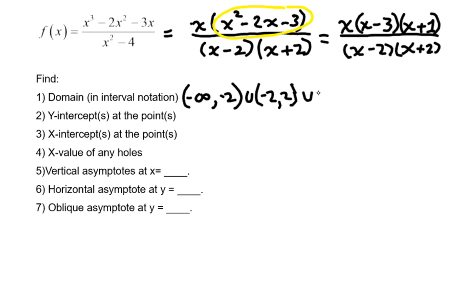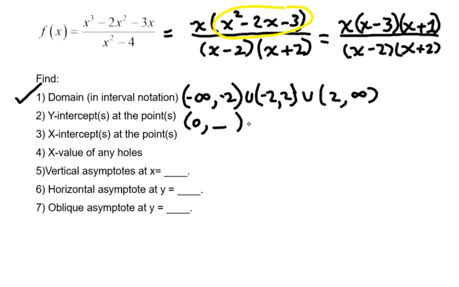Then do another union from 2 to positive infinity. And that's the answer to number 1. For number two, we want to find y-intercepts. Now, y-intercepts happen where the graph of the function would cross the y-axis. And on the y-axis, x is always 0. So all we need to do is plug in 0 for x, and we will figure out what the y value is, right? So we're looking for a point that has 0 for x and some y value.